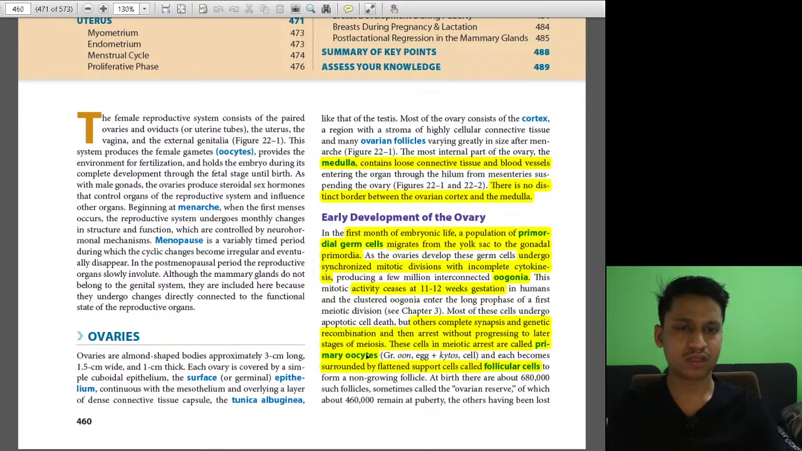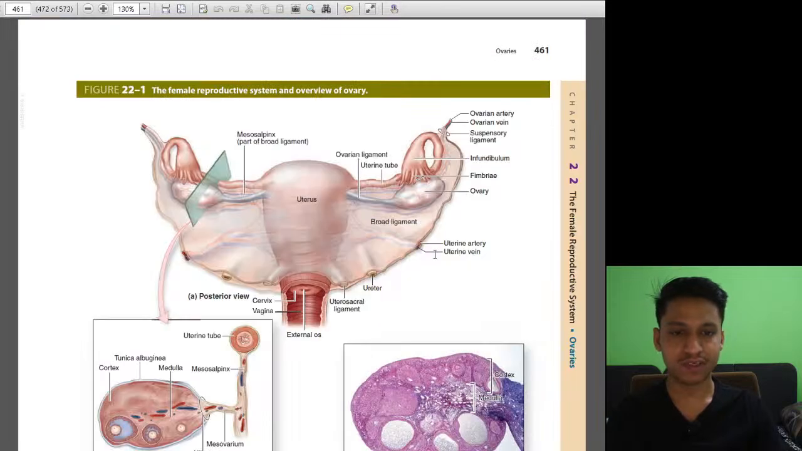The female reproductive system consists of the paired ovaries and oviduct. We have a pair of ovaries in every female. We have an oviduct, also called the uterine tube, the same thing. We have the uterus, the vagina, and the external genitalia. Figure 22.1 has a complete detailed description of this, where we have two ovaries here, then the uterine tube, the uterus, the cervix, the vagina, and the external orifice here. So this is the whole female reproductive system.